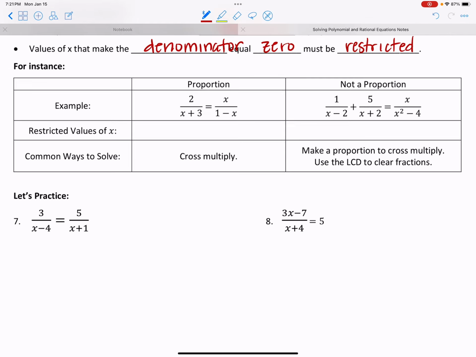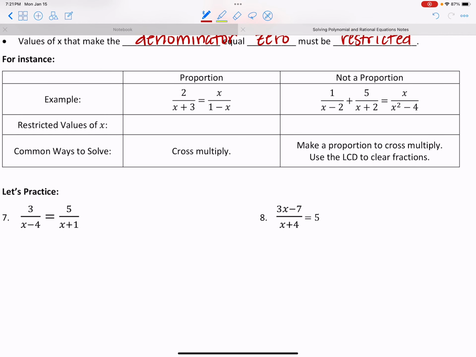Okay, now I'm going to break this into two types of rational equations that we tend to see, only because if you can recognize one type, it becomes much easier to solve. Sometimes we have proportional relationships and sometimes we don't. If we have a proportional relationship, a proportion, it means it's just one fraction equal to one fraction, just one term on both sides of the equal sign. In that case, we can cross multiply to solve.